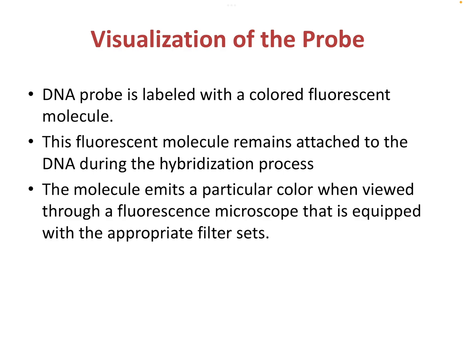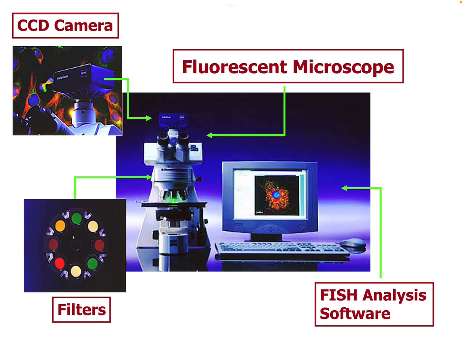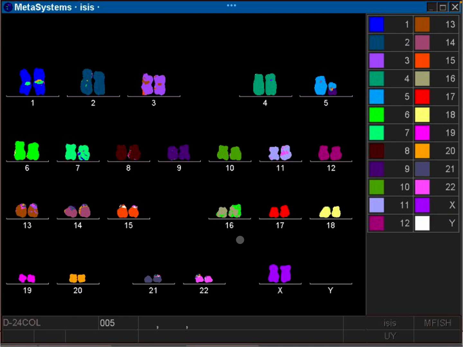So, for the visualization of probe, again, the DNA probe is labeled with colored fluorescent molecule. So, this fluorescent molecule remains attached to the DNA during the hybridization process. So, the molecule emits a particular color when viewed through a fluorescence microscope that is equipped with the appropriate filter sets. So, this is a fluorescent microscope. So, we have here the CCD camera and then the filters and of course the software, this one. So, here we can see the different chromosomes.